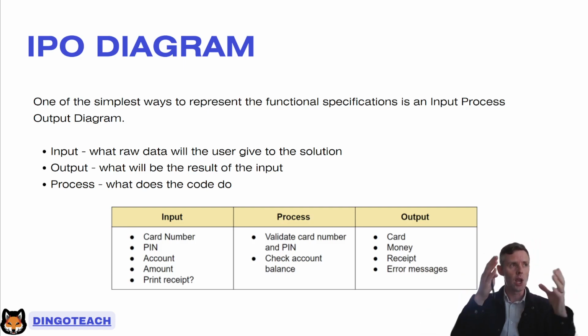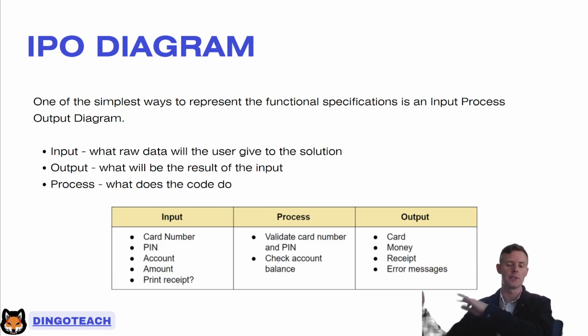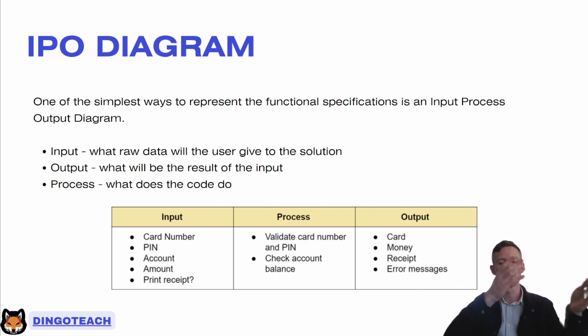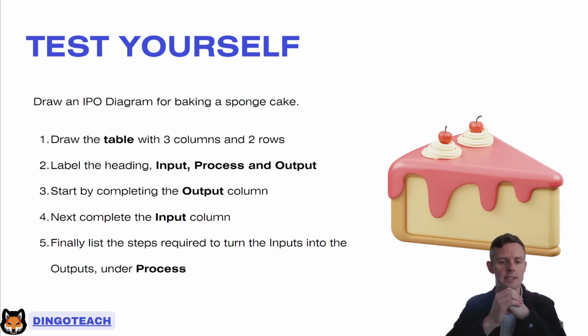Okay, that's the order in which I do it. I do it almost backwards. I do the output, the input, and then the process at the end. But as a bit of a test to you, I want you to create an IPO diagram for making a sponge cake. Okay?